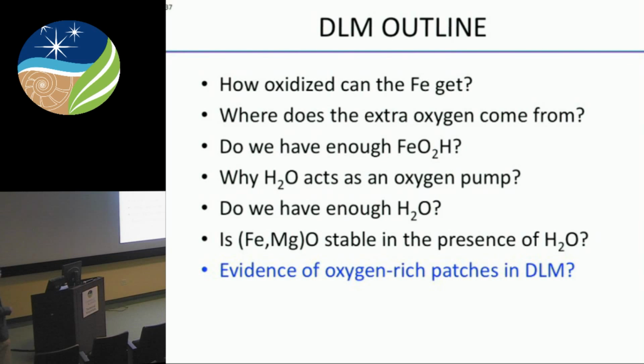Okay, so it looks like this. Water can convert anything containing iron into this pyrite structure or HH phase, or maybe some more, because the phase diagram looks kind of complicated now. Do we have any evidence of such a thing, like oxygen-rich, iron-rich patches in the deep lower mantle?